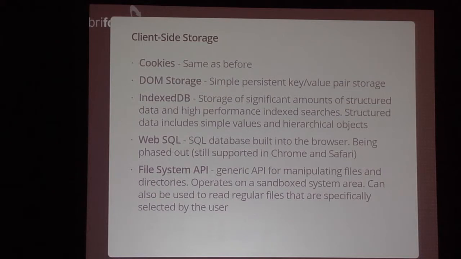And there's a file system API, which basically has two aspects to it. One aspect is that they create a sandboxed file system-like area in whatever storage media your device is using, and you can actually create folders and read and write files in that area. But it also gives you the ability to access file data if the user specifically grants access to that particular file, for example, by selecting it from the file field in a form.